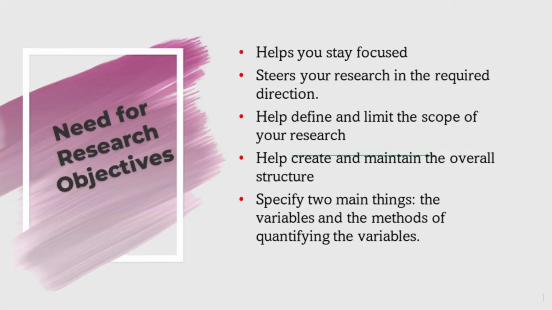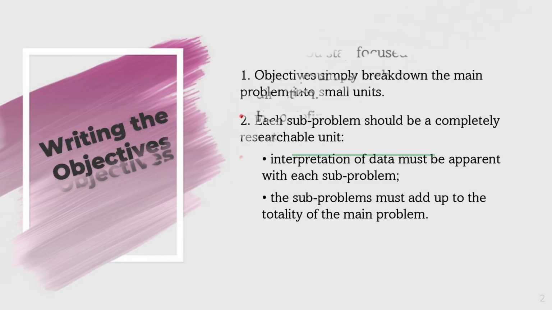After writing the research problem, one has to write the research objectives, which help you stay focused, steer your research in the required direction, help define and limit the scope of your research, help create and maintain an overall structure, and specify two main things: the variables and the methods of quantifying those variables. So how do you do this?